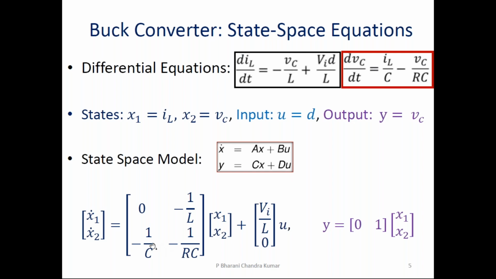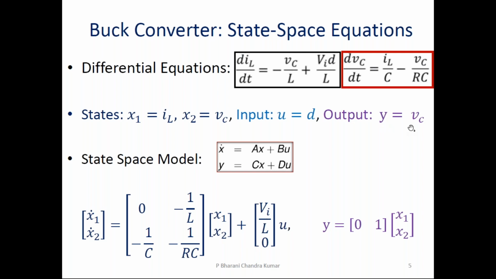So this is 1 by C into this x1, which is IL. So 1 by C into IL minus this x2, which is VC, from here, minus VC by RC. And there is no control input which is affecting the second state, so that's why it is 0. Okay, so this has become x dot equal to A x, this is the A matrix, plus B into U.